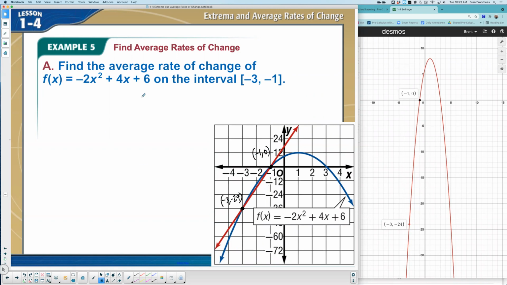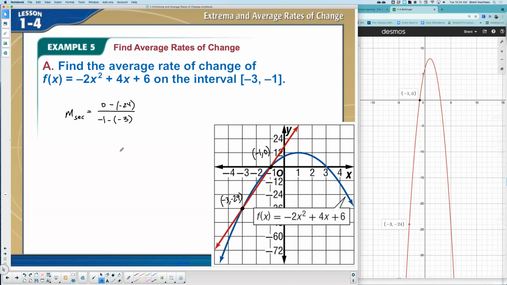So to find the average rate of change, which we could call slope, that's why they use the letter M, of the secant line, the red would be the secant line. The slope of that would be the y2, which I'm going to say is 0, minus the y1, which happens to be -24, over the x2, 1, minus the x1, which was -3.